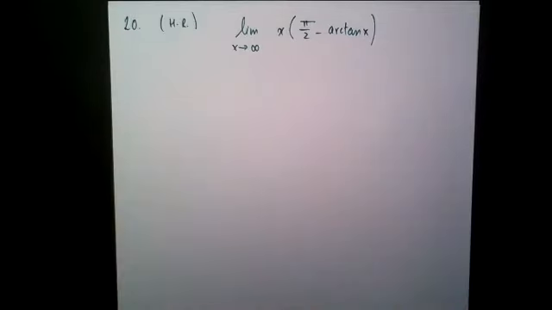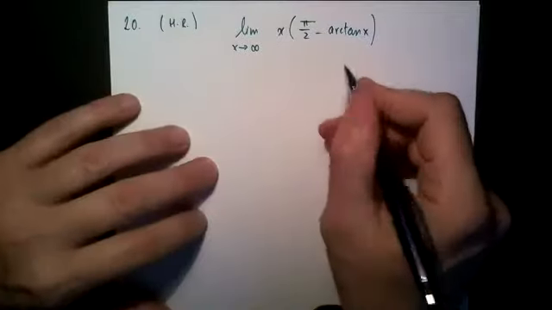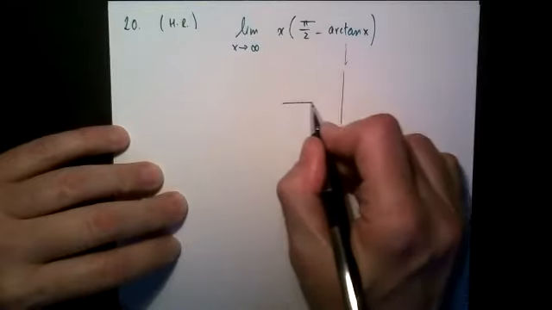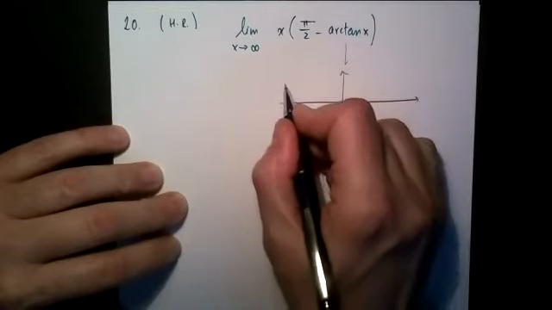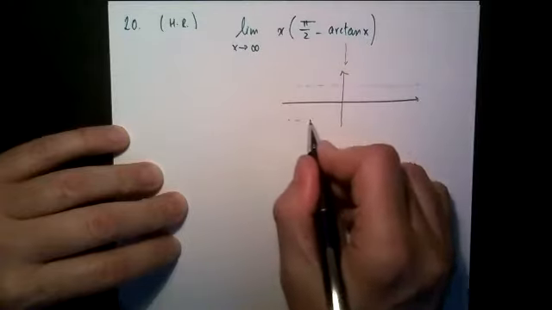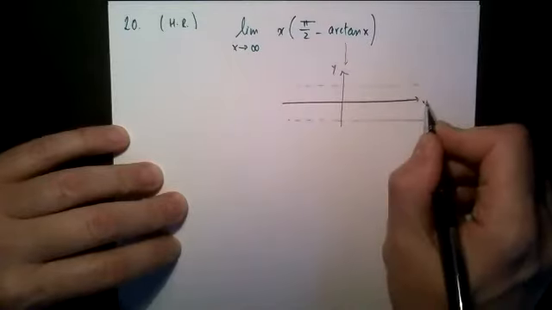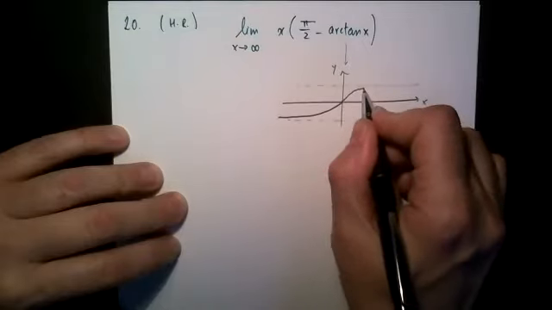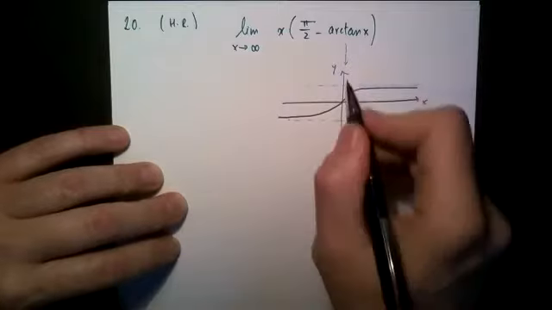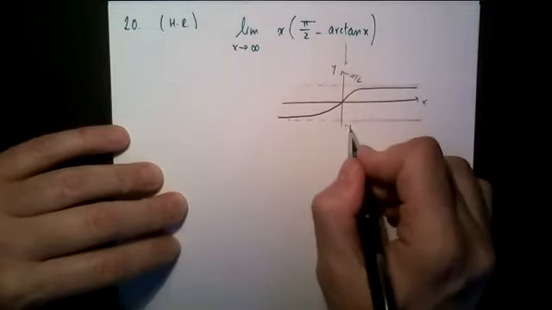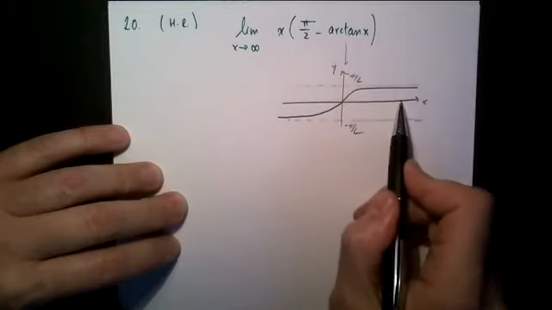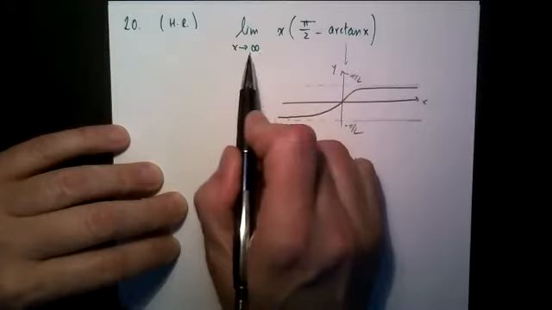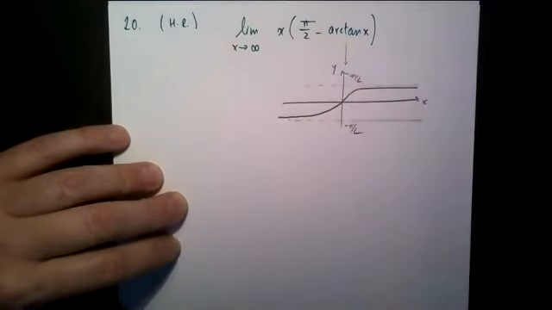Okay, so just a reminder, the graph of the arctan is like this. There's an asymptote at pi over 2 and at minus pi over 2. I think I showed you this already. This is pi over 2 and this is minus pi over 2. So as x goes to infinity, the function gets closer and closer to pi over 2. That's why as x approaches infinity, this becomes pi over 2.